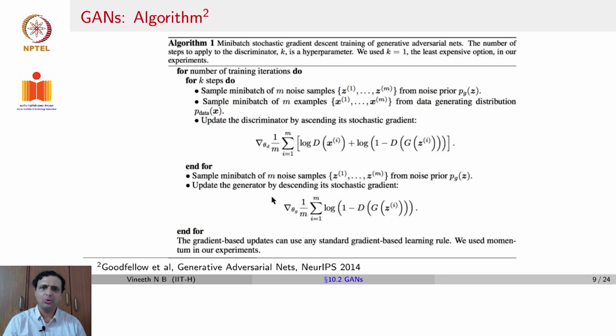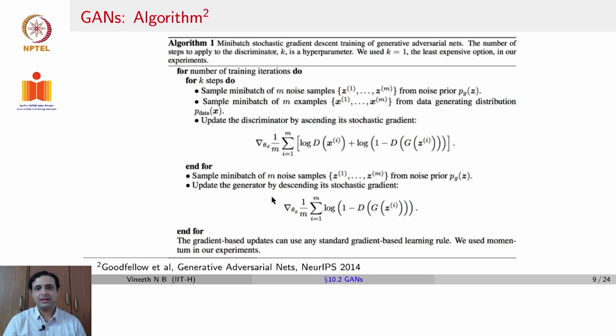At test time, what do? Once you have trained the full model, you can discard the discriminator. You take a sample from your Gaussian, send it through the generator network, and the image that you get is what you're going to assume belongs to your original data distribution.